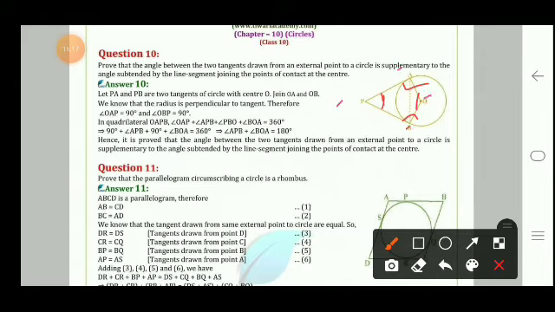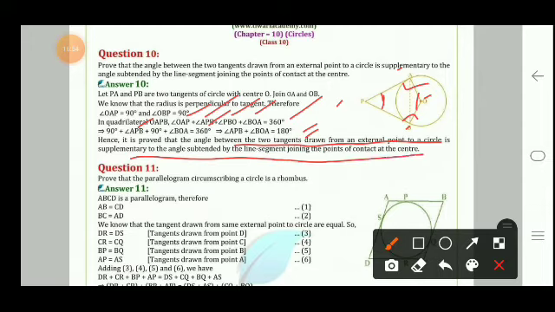360 degrees. So putting the values here in the quadrilateral, angle OAP plus angle APB plus angle PBO plus angle BOA is equal to 360 degrees. Putting the values, 90 plus angle APB plus 90 plus angle BOA is equal to 360. So we have angle APB plus angle BOA is equal to 180 degrees. Hence proved that the sum of these angles is equal to 180 degrees. That means the angle between the two tangents drawn from an external point to the circle is supplementary to the angle subtended by the line segment joining the points of contact at the center.